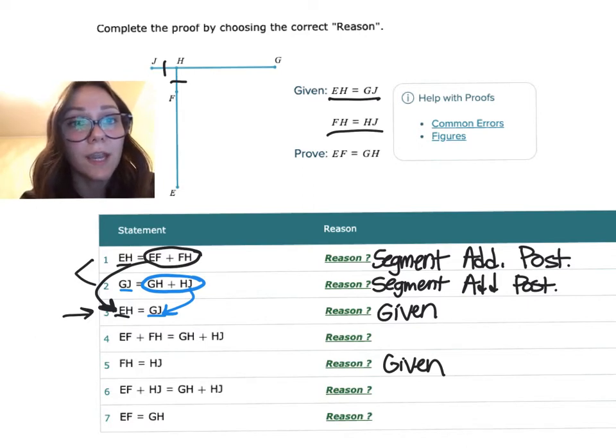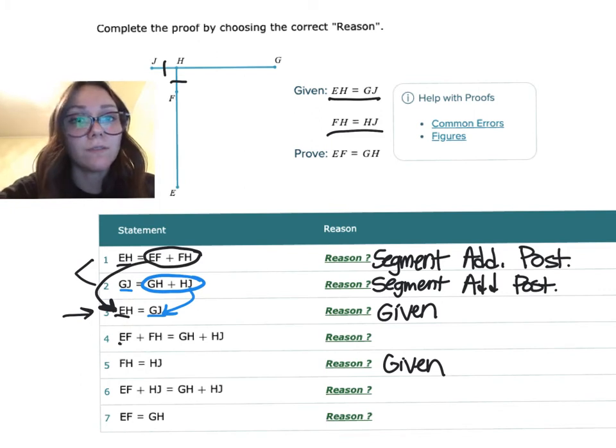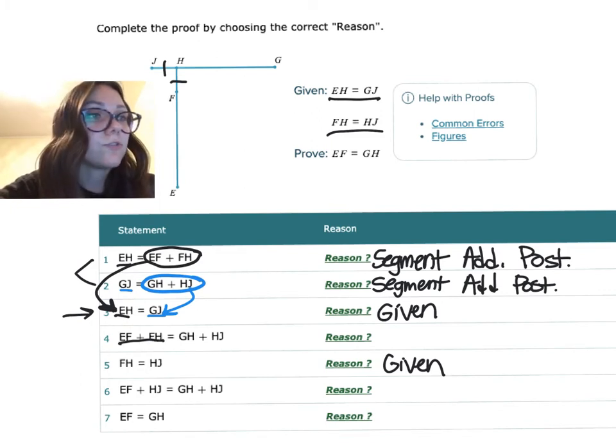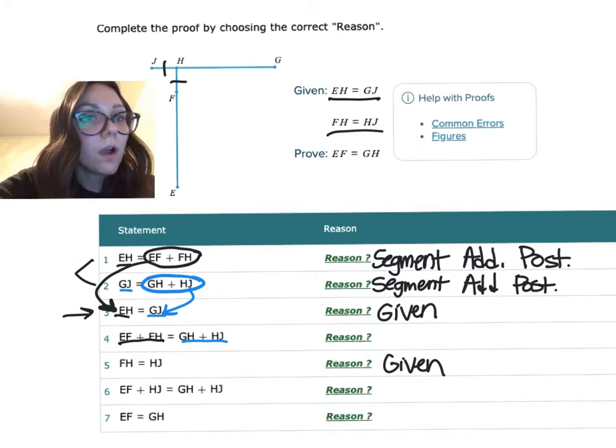Instead of writing EH, they wrote what I circled earlier, EF plus FH. And instead of writing GJ, they wrote what was circled earlier, GH plus HJ. So anytime we're replacing equivalent expressions, our reason is substitution.